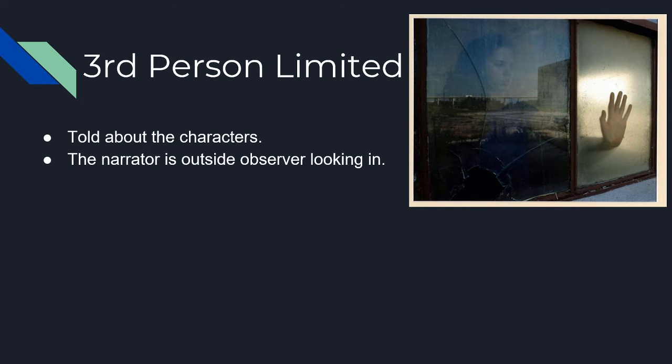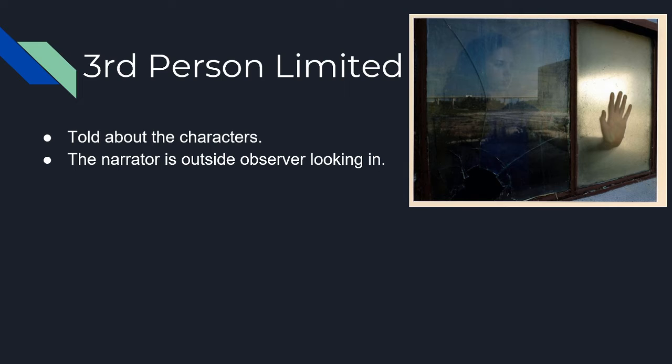All right, let's look at the next point of view. This is third person limited. Okay, third person is when a story is being told about someone else. So the narrator is not one of the characters now. The narrator is telling the story about the characters. The narrator is an outside observer looking in.